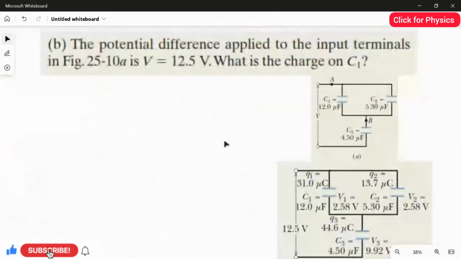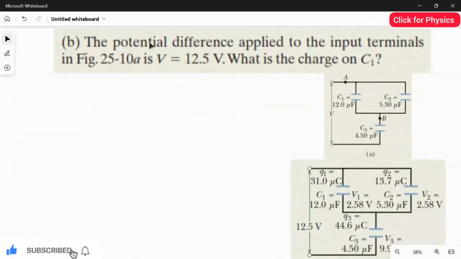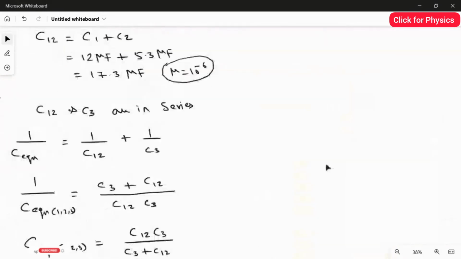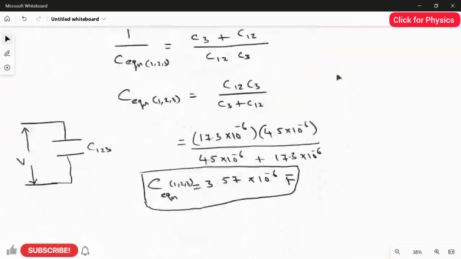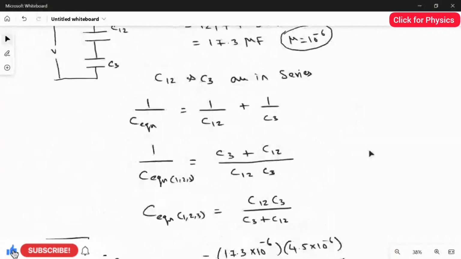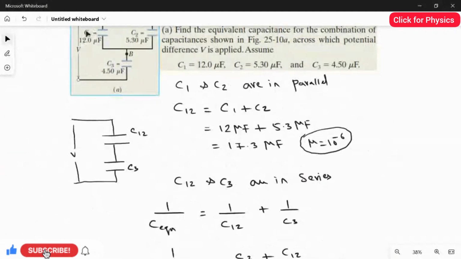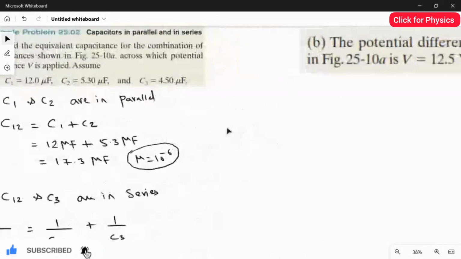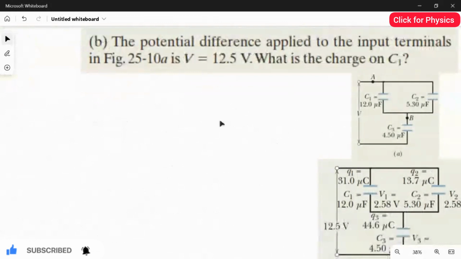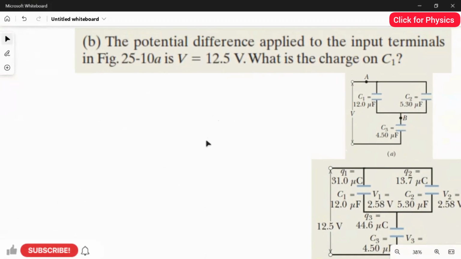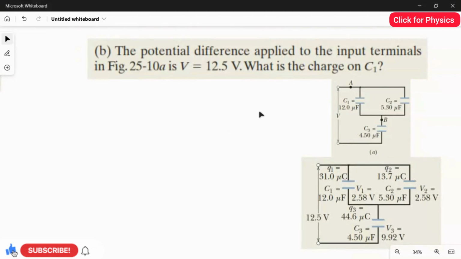So what is given in the second part? The potential difference applied to the input terminal is 12.5 volts. In the first part, there is no potential. We are just finding the equivalent capacitance. If you see the circuit diagram, there is no potential value applied here. But in the second part, we are going to give some potential. What's the value of the potential? 12.5 volt.